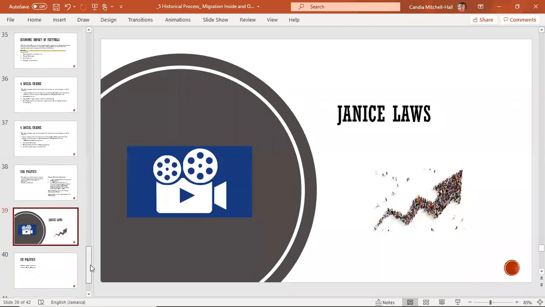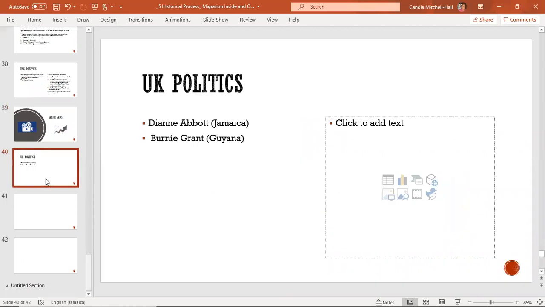Also, in the UK, Caribbean people have contributed to the politics there. Bernie Grant from Guyana, Diane Abbott from Jamaica, those are MPs, well, Grant wasn't an MP, he was a trade unionist, but he was very much involved in the politics there in the UK. We have contributed significantly to the politics in those countries.